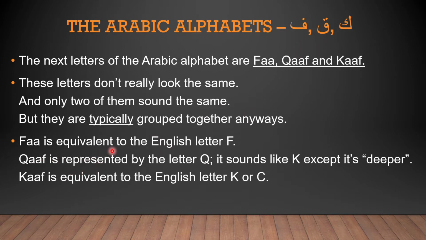Fa is equivalent to the English letter F. So this means that the F comes out from the same place in the mouth as Fa. Okay? Qaaf is represented by the letter Q. It's represented by Q, but that doesn't mean it's exactly like Q, because as you can see, Qaaf and Q are different. It sounds like K, the sound of K, but it's a lot deeper.